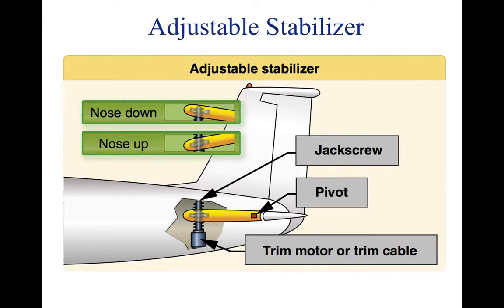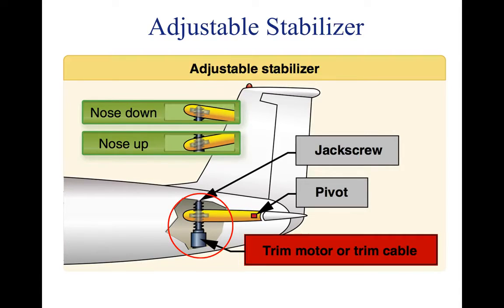Rather than using a movable tab on the trailing edge of the elevator, some aircraft have an adjustable stabilizer. This setup connects the stabilizer to a jack screw and is controlled by either a trim wheel or crank on a smaller aircraft and a motor on larger aircraft.